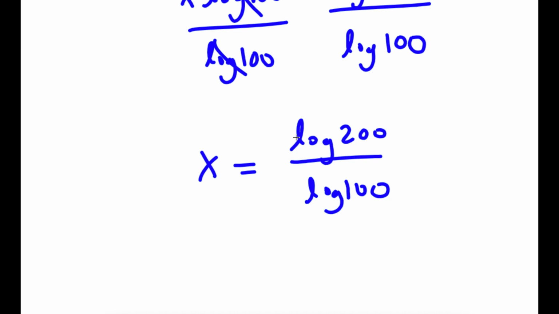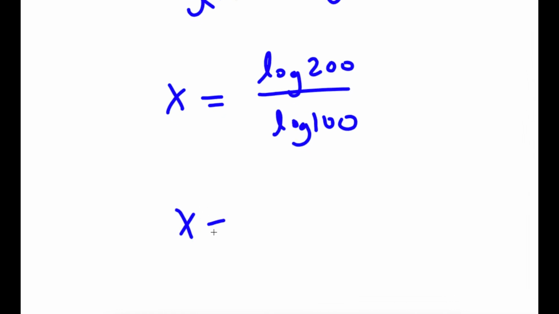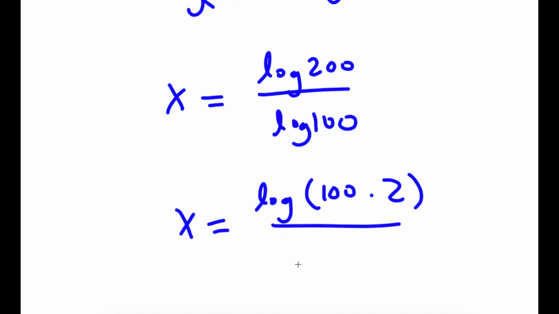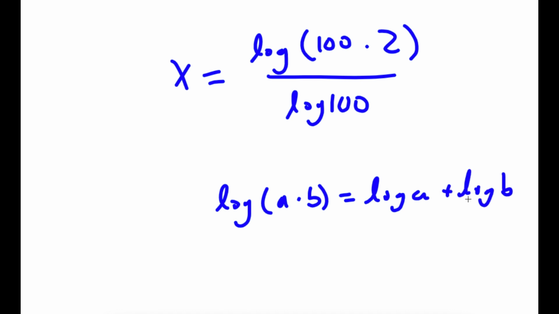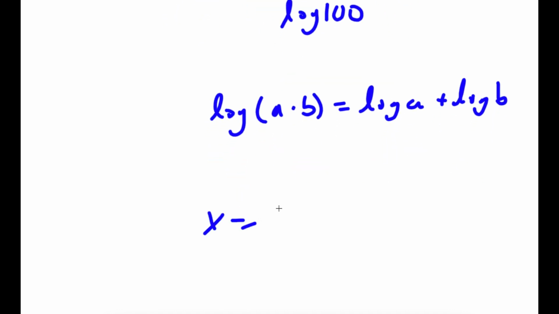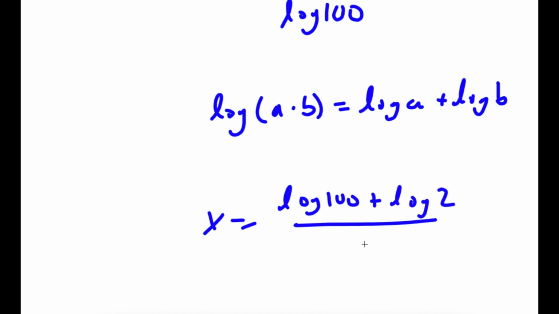Now log 200, this is the same thing as log of 100 times 2. And I have this over log 100. So now if I have something in the form log of a times b, this is equal to log a plus log b. So log 100 times 2, that's going to equal log 100 plus log 2. And now I have this over log 100.